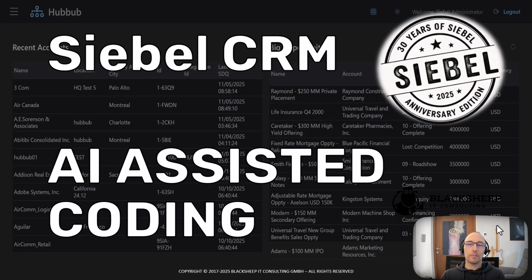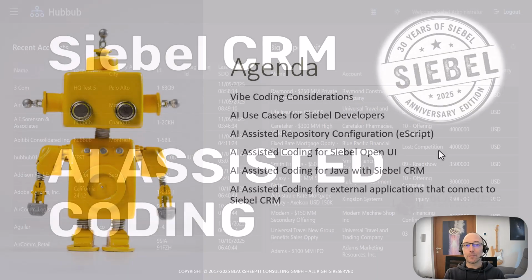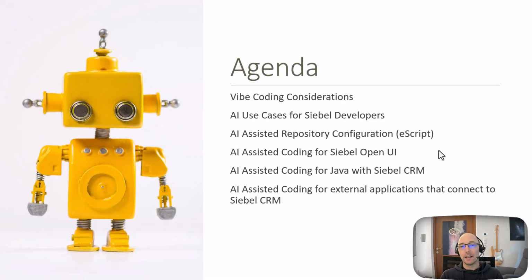Hello, here's Alex from Black Sheep IT Consulting. We are starting our series on AI-assisted coding. Notice I didn't say vibe coding for Siebel CRM. Let's just explore at the beginning what this is all about, since this is new for all of us. Well, it's not so new. We know ChatGPT is 3 years in the past, and a lot has happened since then.